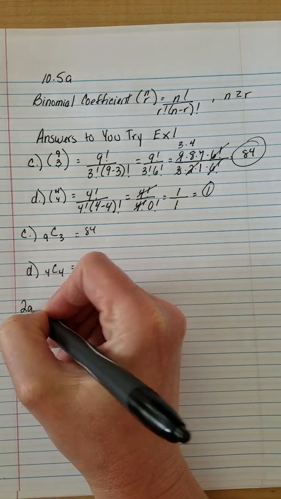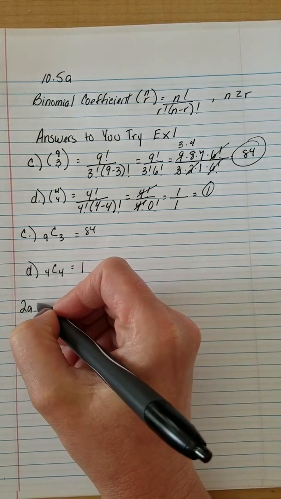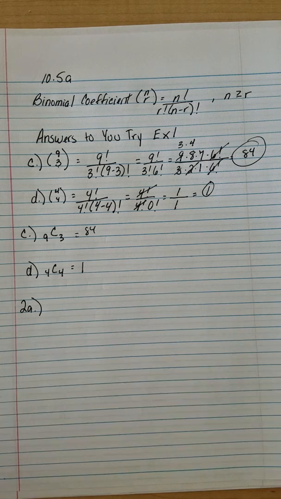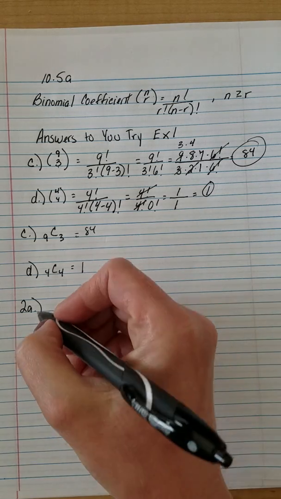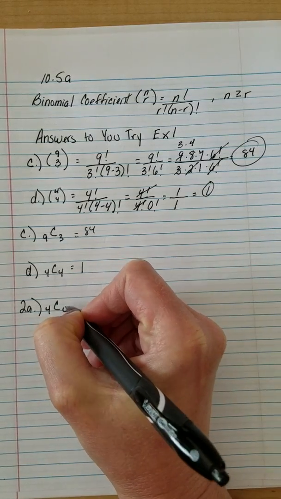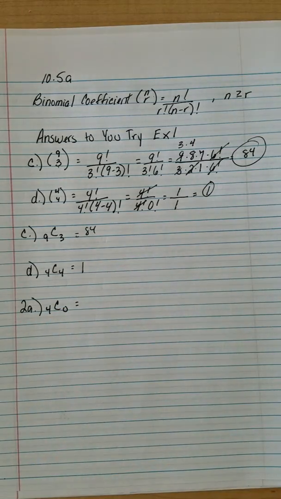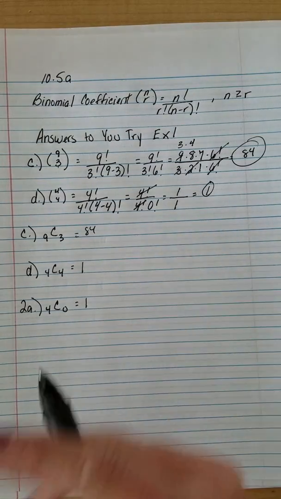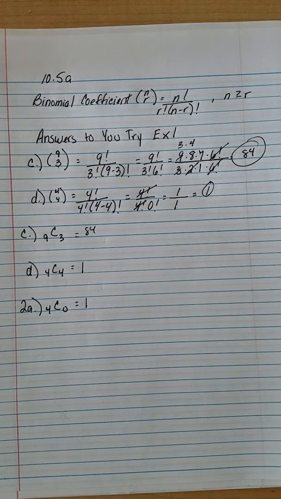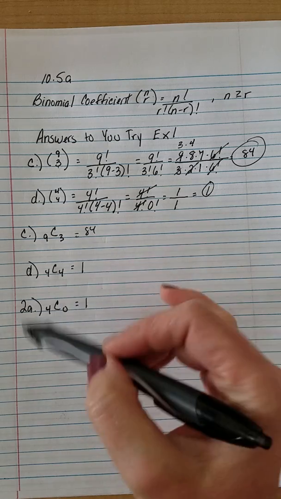Example 2A, you're going to see these in your binomial expansions. 2A, what was it? I think it was 4 choose 0. Okay, so you have 4 balls in a bucket. How many different ways could you reach into that bucket and grab 0 balls? Well, the answer to that is 1. You don't reach into the bucket, you don't grab any balls. So that is where this is coming from.